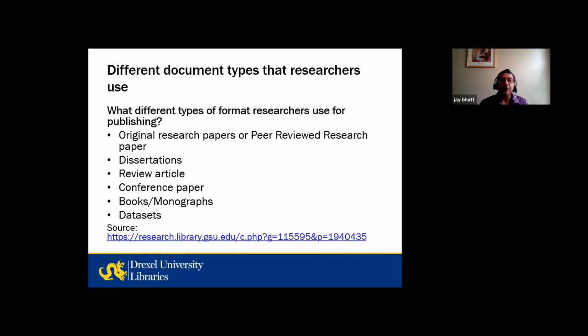So what are the different types of format that researchers use? Original research papers or peer-reviewed research papers, we just described how that works. Dissertations, PhD theses, and how do we access them as well. Review articles: what is the difference between a research paper versus a review paper versus a conference paper? All these different types of format that students and faculty members and researchers will be looking at. Books, monographs, and data sets as well. And this particular link that you see at the bottom of the page has nice information about these different types of format that researchers use.